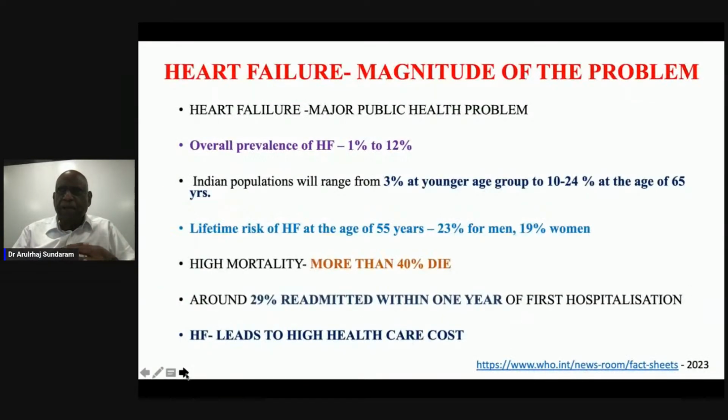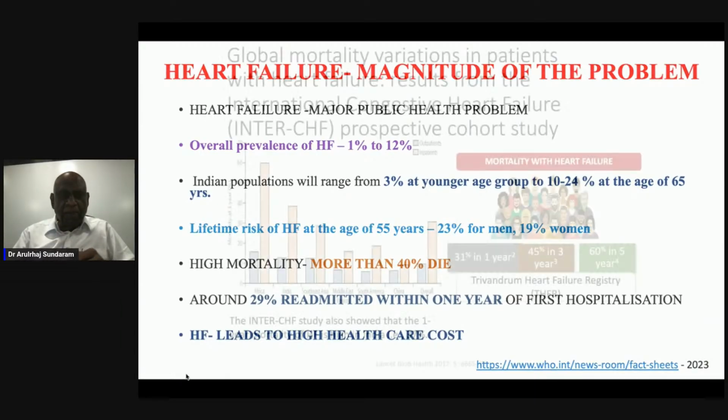Heart failure, the magnitude of the problem is it's a major public health problem. The overall prevalence is from 1 to 12%. In younger people, it is about 3%, whereas in people above 65, it is 10 to 24%. Lifetime risk of heart failure at the age of 55 is 23% for men, 19% for women. High mortality, more than 40% of them die. Around 29% of them are readmitted every year, and heart failure leads to high healthcare costs. Now you will all understand why this topic is important.